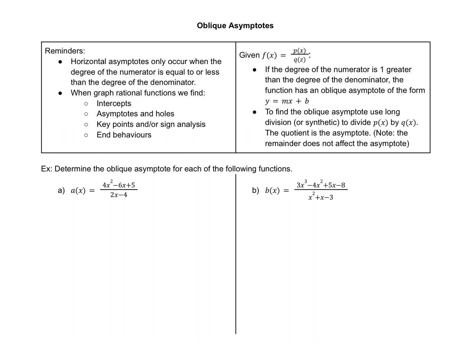I do recommend you divide using long division because the denominator, of course, might not be linear, as in our second example on the right. Or if you're dividing by a linear and the coefficient of x isn't 1, synthetic division isn't as straightforward. So let's try to find the oblique asymptote for example 1.